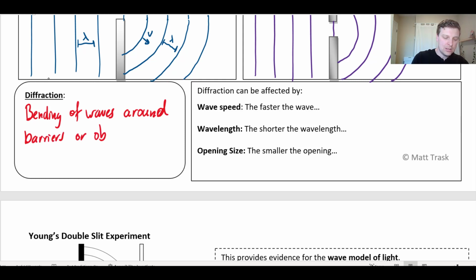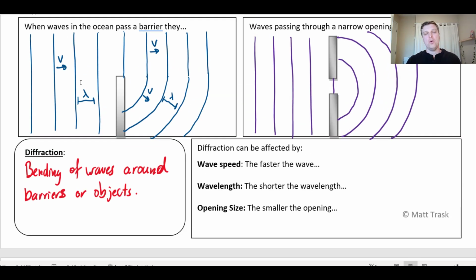Okay, so what kinds of things will affect how much diffraction happens? Well, the first thing is think about wave speed. The faster the wave is, what's going to happen to the amount that it diffracts? In the picture that I've drawn above, it's kind of like perfect diffraction. It completely bends around in all directions when it goes through the opening. But I could also have diffraction where the bend is more slight, where it diffracts a bit, but not as much.